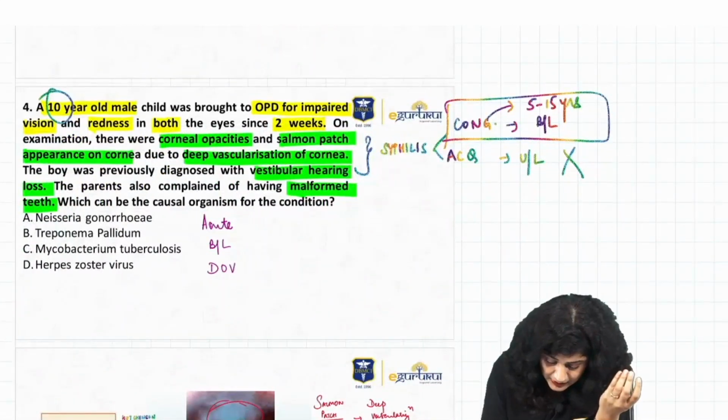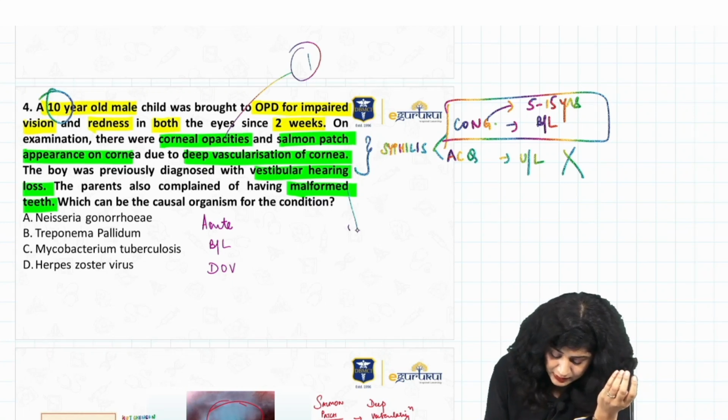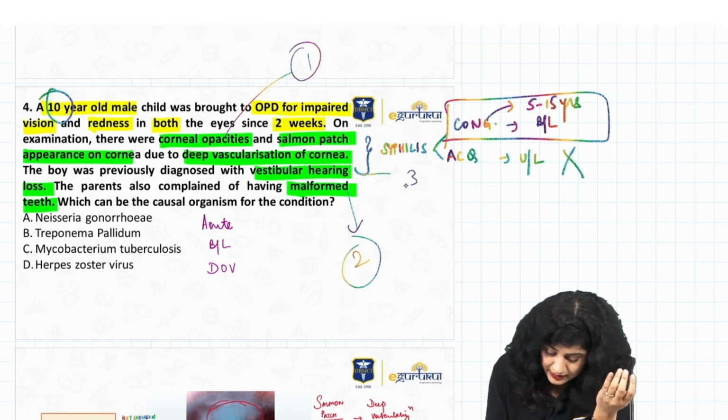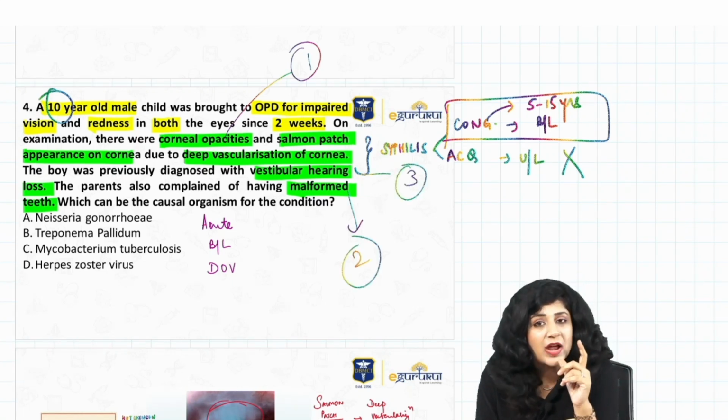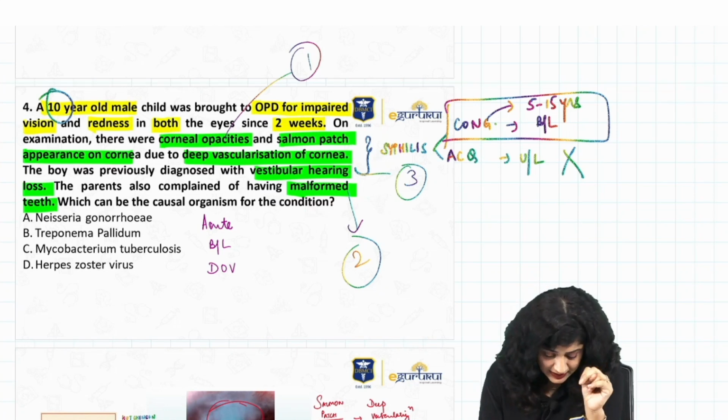If you look here, we have number one, corneal opacity, we have got the salmon patch, right? Then we have got the peg-shaped teeth and vestibular hearing loss. So, the total triad is found here. Bilateral means it is congenital syphilis, so that is also there.